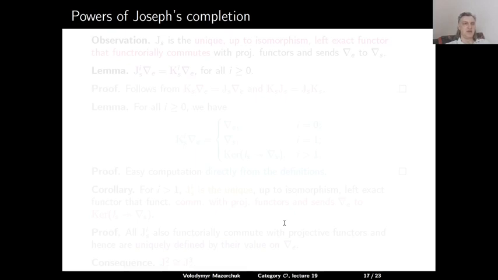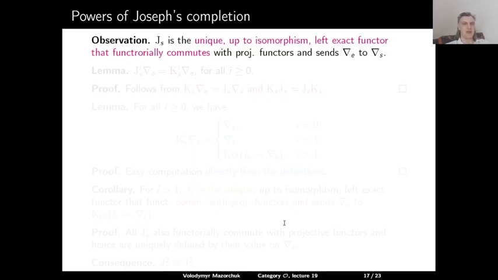Let us now look at powers of Joseph's completion. We have already observed that J_S is a unique up-to-isomorphism left exact functor which functorially commutes with projective functors and sends nabla E to nabla S. Now we claim that if we look at the image of nabla E under the power J_S to the power I, we will get exactly K_S to the power I applied to nabla E. And this is valid for all I greater than or equal to zero.